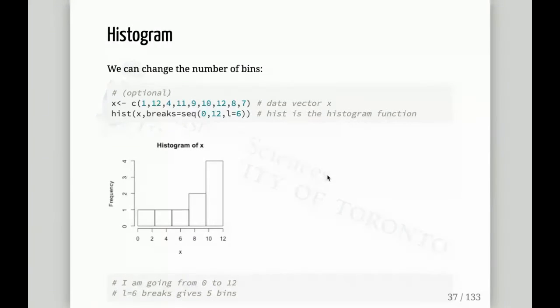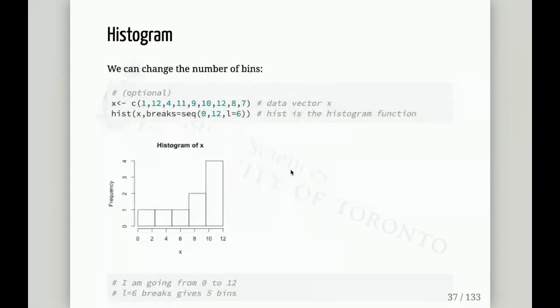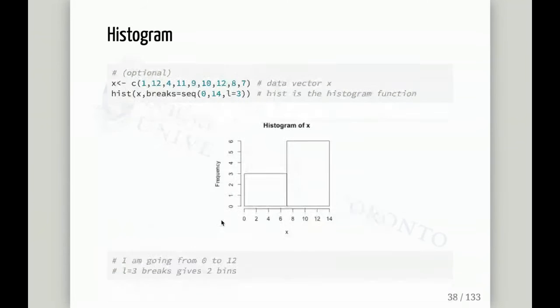We can also change the number of bins. So once again, our code is optional, so don't freak out. I'm just showing you that you can change the number of bins. So if I don't like having 1, 2, 3, 4, 5, 6, I can make 1, 2, 3, 4, 5 bins. I can also make 2 bins if I'd like.